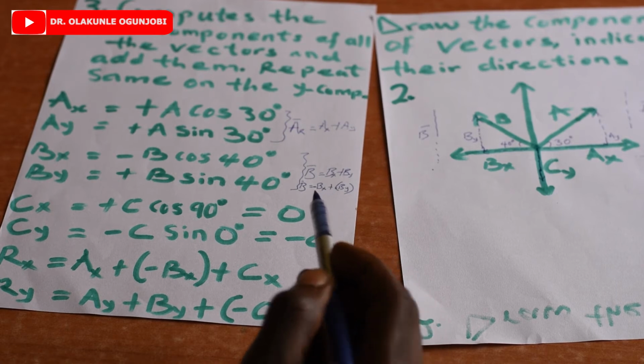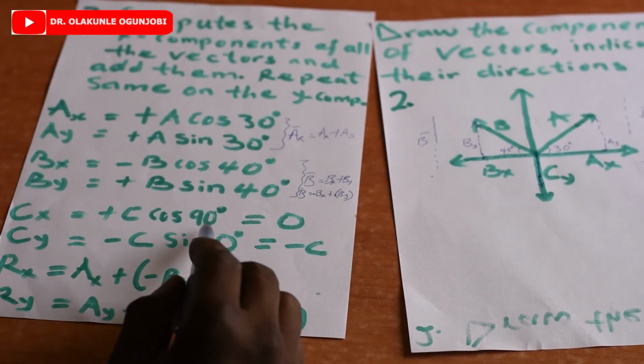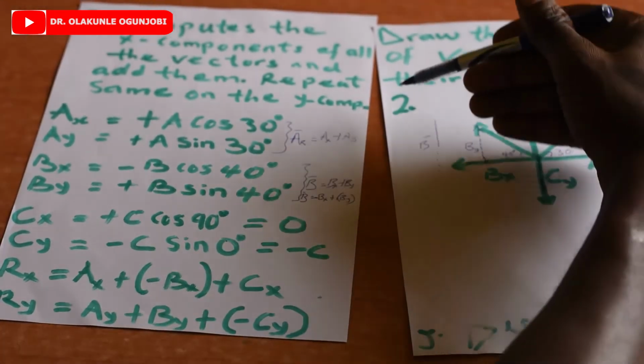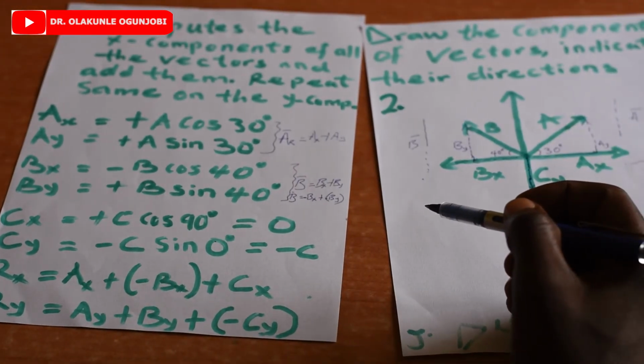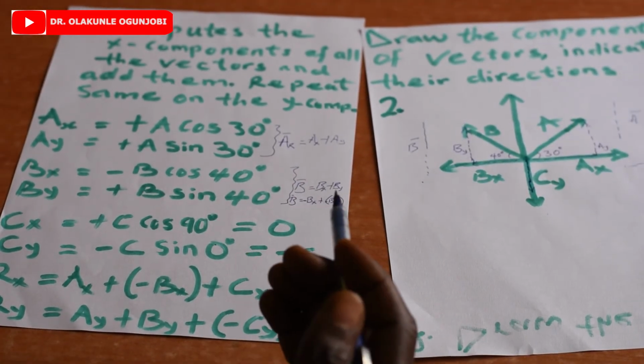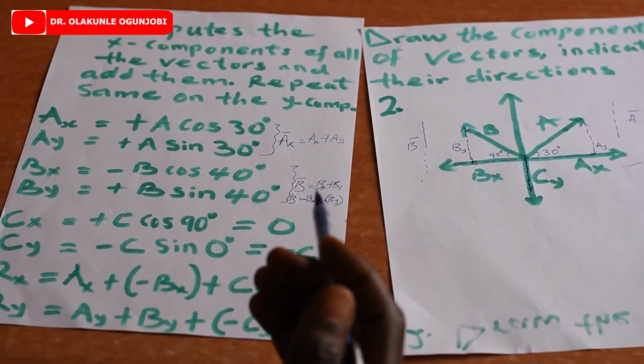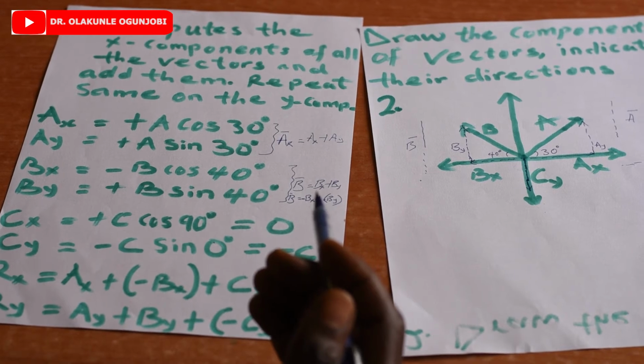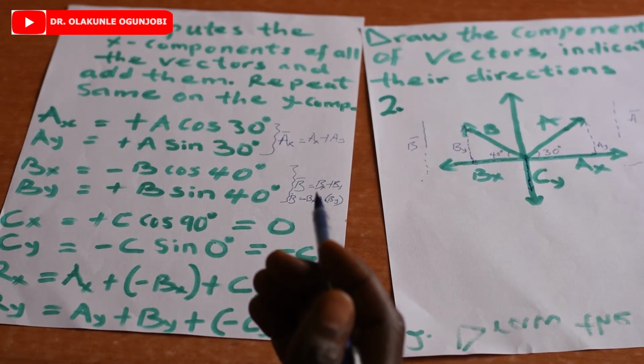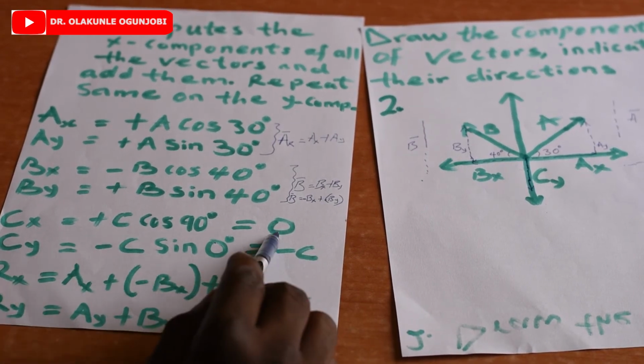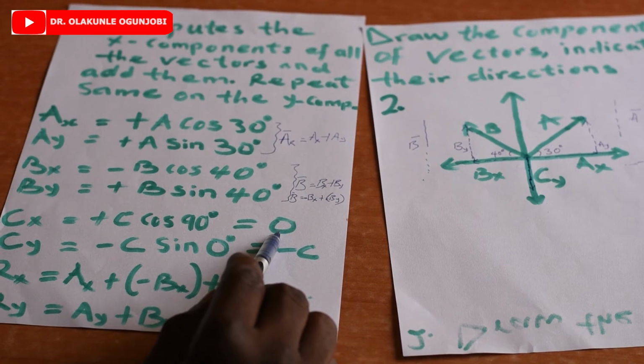So for the cx you have plus c cos 90 degrees, because that will be at 90. Don't forget. And what is that? That'll be 0. Cos 90 degrees gives you 0. 0 multiplied by c gives you 0. That's how you arrive at this.